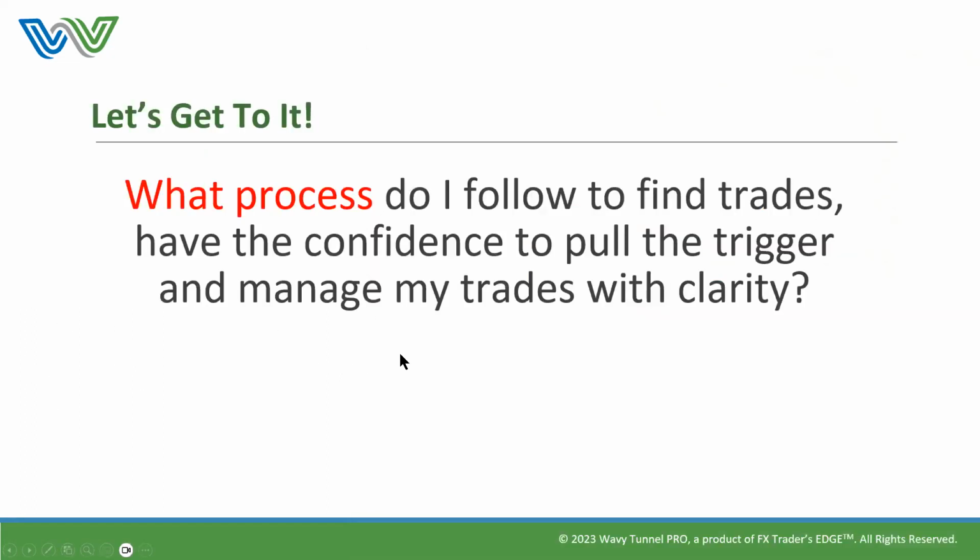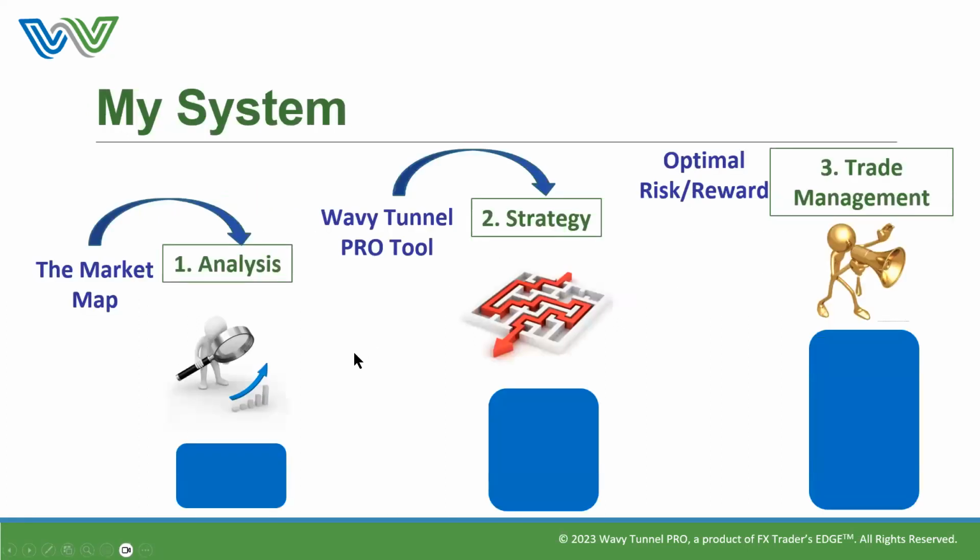So what process do I follow to find trades and have the confidence to pull the trigger and manage my trades with clarity? And I say with clarity because that's really, really important. We don't want to have muddled thinking when we're trading. We don't want to have anything interfering with our minds. We want to be clear-headed, so that we can take trades and feel good about our trades and follow our plan. So the first step in my system is to analyze the markets, do a top-down approach. And I use the market map to do that. I'm going to show you what that is.